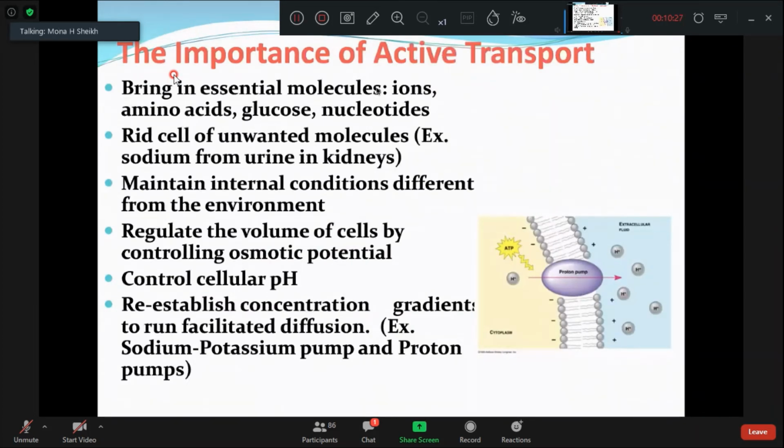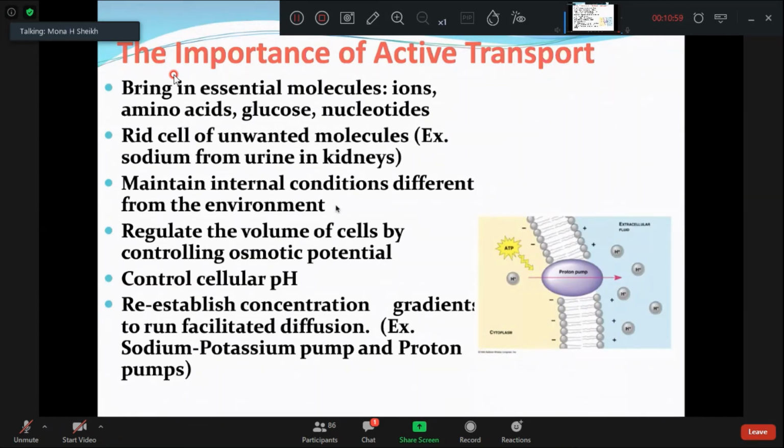So why do we use my energy? Energy is like currency, it's like money. Why do I pay for this kind of transport? It has to be something important. I will not pay for something that is not essential for the cell. So most of the things that go by active transport are ions, amino acids, glucose, some nucleotides, so some essential material for the cell function, or some harmful material that I want to actually get out. So I do that by active transport.